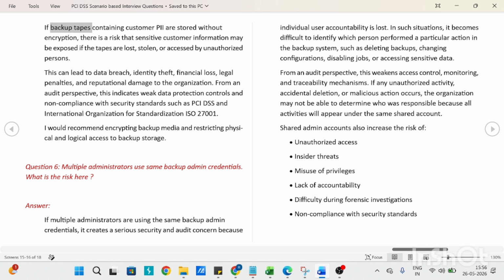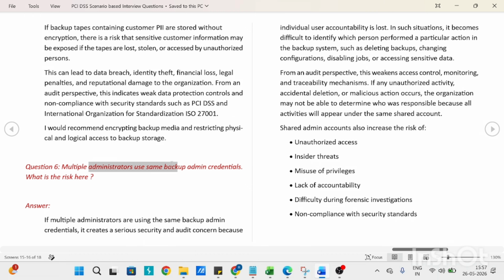So if backup tapes containing customer PII are stored without encryption, there is a risk that sensitive customer information may be exposed if tapes are lost, stolen, or accessed by unauthorized persons. This can lead to data breaches, identity theft, financial loss, legal penalties, and reputational damage to the organization. Auditor is saying that this indicates weak data protection control and non-compliance with security standards such as PCI, ISO, etc. So auditor is recommending to encrypt backup media and restrict physical and logical access to the backup storage part. Very simple.